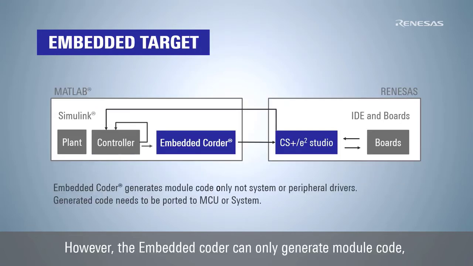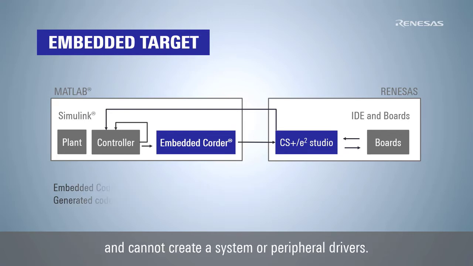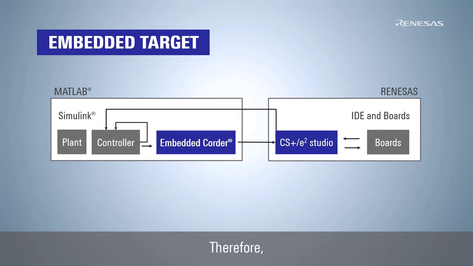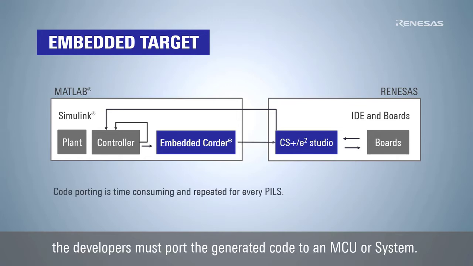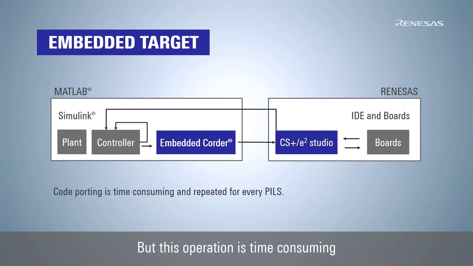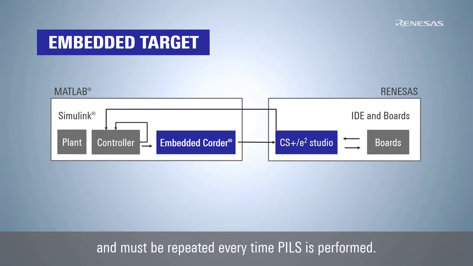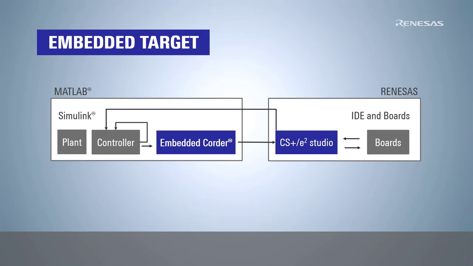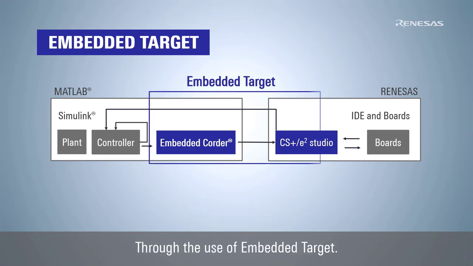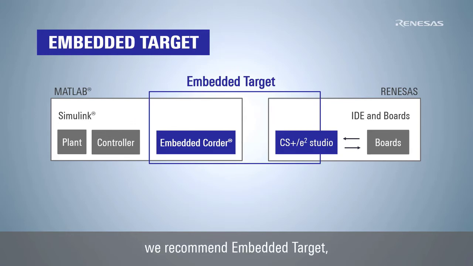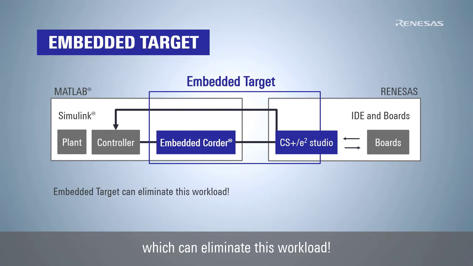However, the Embedded Coder can only generate module code, and cannot create a system or peripheral drivers. Therefore, the developers must port the generated code to an MCU or system. But this operation is time-consuming and must be repeated every time PILS is performed. How can this problem be solved? Through the use of Embedded Target. When faced with such a problem, we recommend Embedded Target, which can eliminate this workload.